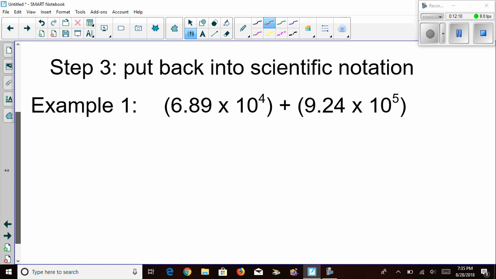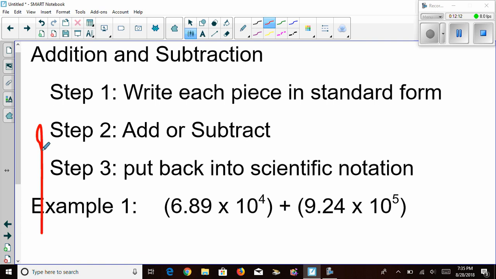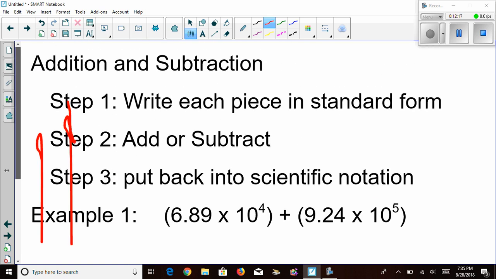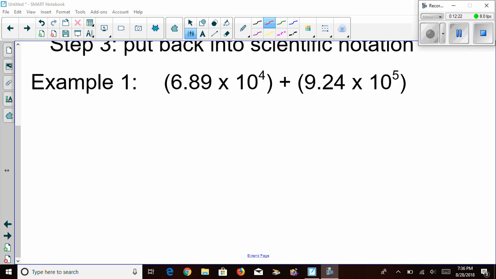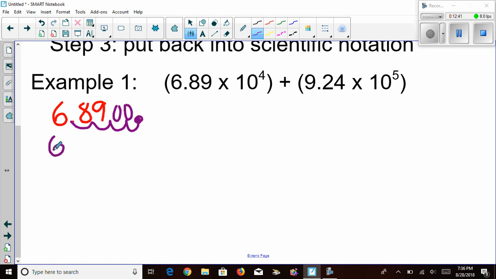Let's first take 6. I apologize for that. We're going to first take the 6.89, and I'm going to move the decimal 1, 2, 3, 4 spaces for a new number of 68,900.